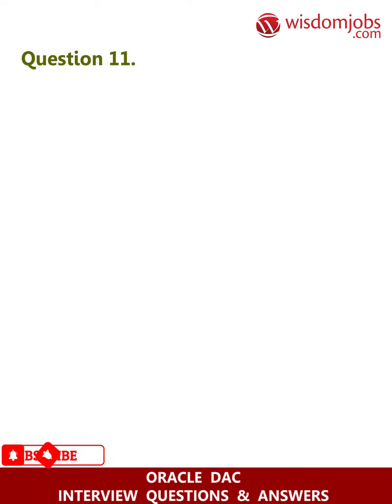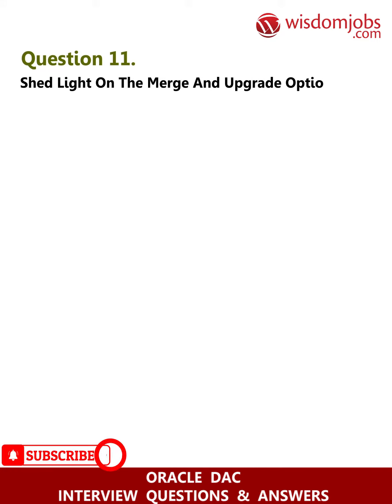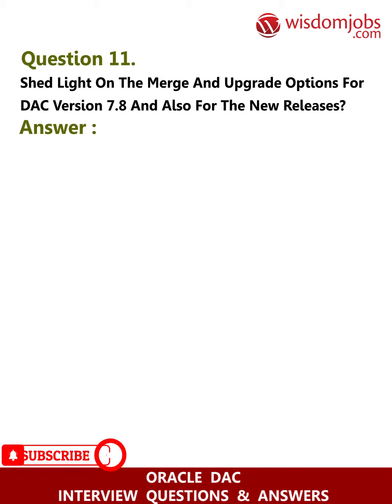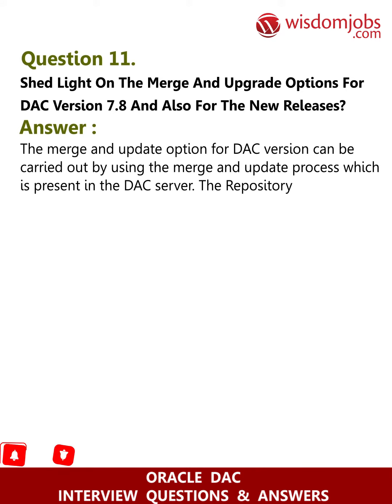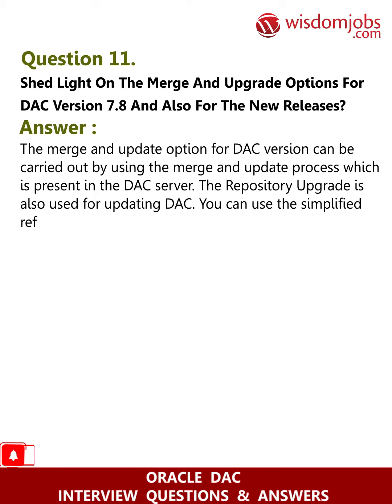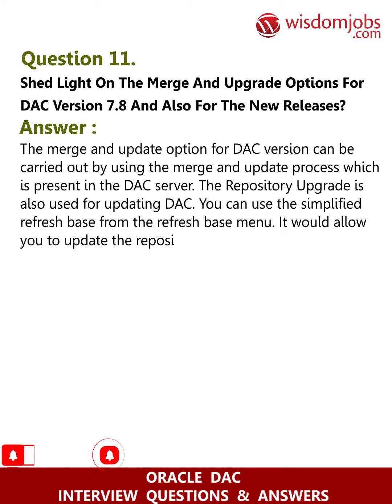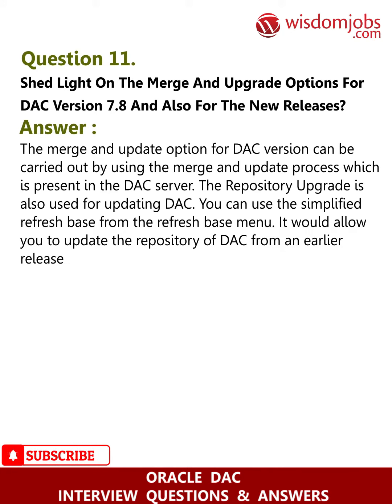Question 11. Shed light on the merge and upgrade options for DAC version 7.8 and also for the new releases. Answer. The merge and update option for DAC version can be carried out by using the merge and update process which is present in the DAC server. The repository upgrade is also used for updating DAC. You can use the simplified refresh base from the refresh base menu. It would allow you to update the repository of DAC from an earlier release of Oracle by.